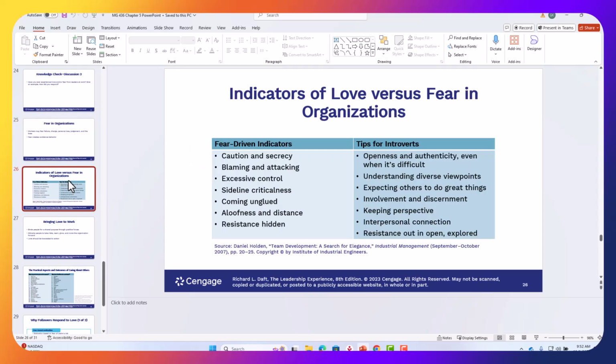Indicators of love versus fear in organizations. So, fear-driven indicators, and let's look at them. We see caution and secrecy, blaming, attacking, excessive control, sideline criticalness.